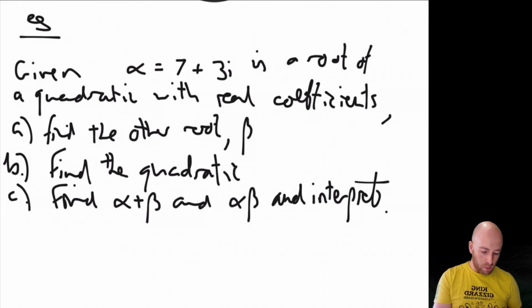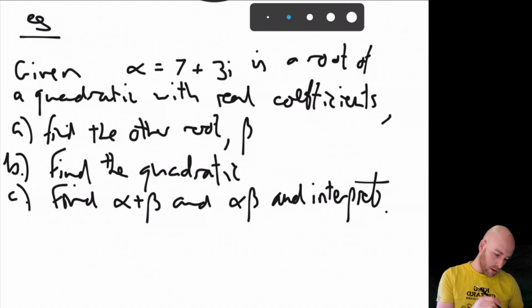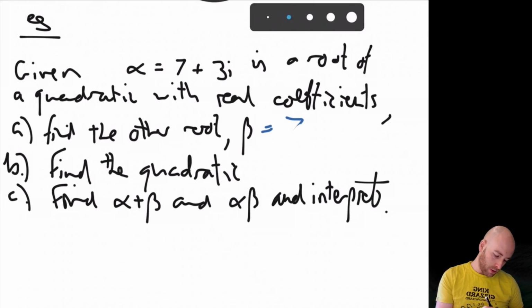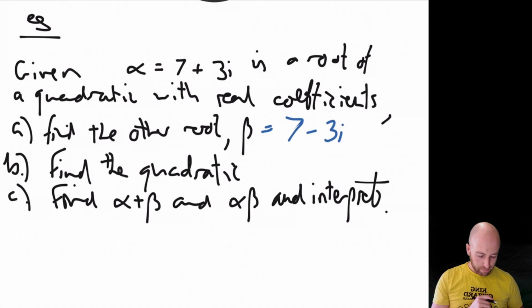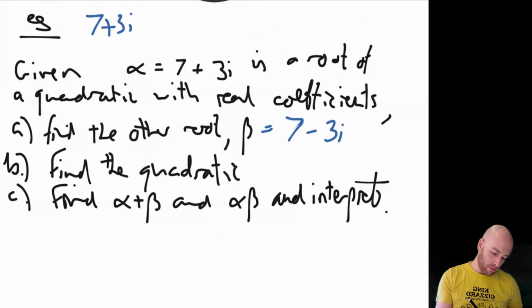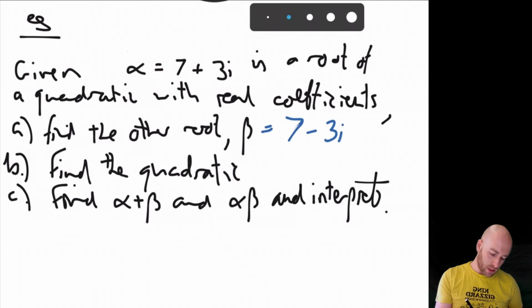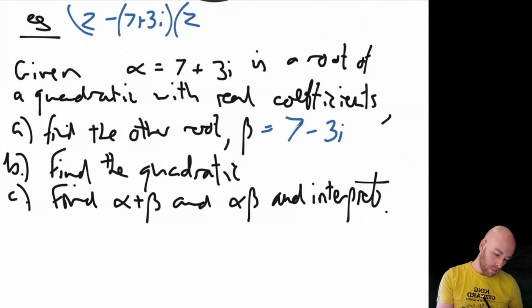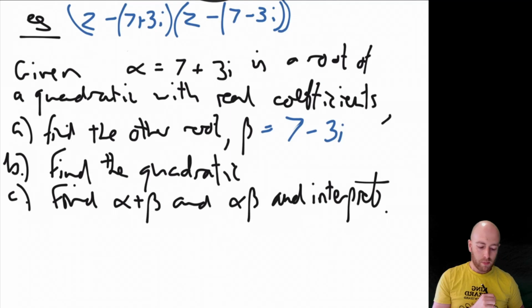Okay, find the other root. Well, if one root is 7 plus 3i, the other root must be 7, oh, that doesn't look like 7 to me, 7 minus 3i. Find the quadratic, so I'm going to multiply those two things together. So z minus 7 plus 3i, and z minus 7 minus 3i. So I'm going to multiply out those pairs of brackets. There you go.